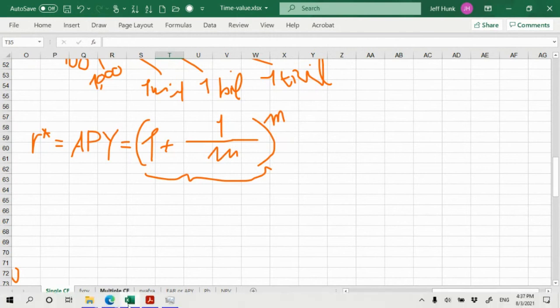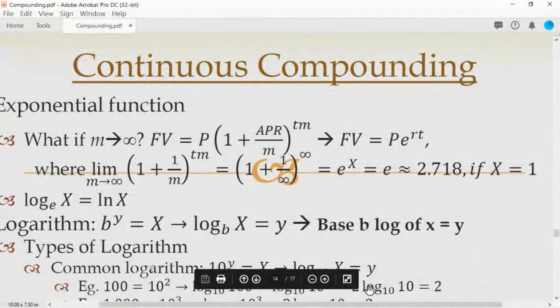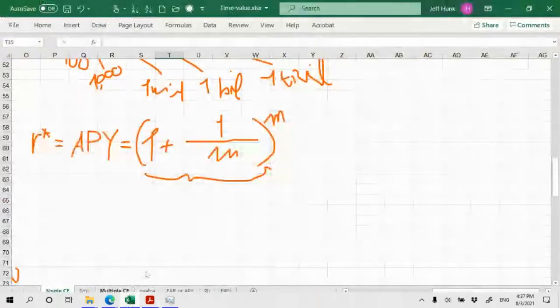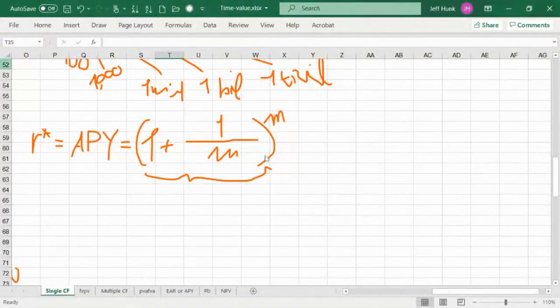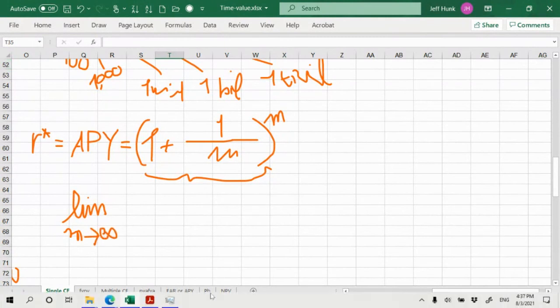And then, think about it. The next question is, in the limit, what if that M goes to infinity? That's the symbol for infinity. Everybody knows this, right? Infinity.